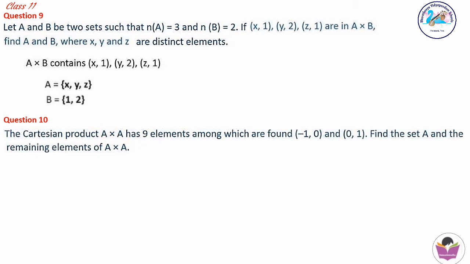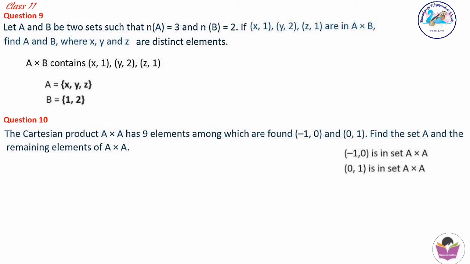So A cross A has 9 elements, which means surely A has 3 elements. Among these 9 elements in A cross A, (-1, 0) and (0, 1), two elements, are given. Find the set A and the remaining elements of A cross A. So here (-1, 0) is in A cross A, it is given to us. Again (0, 1) is in A cross A.